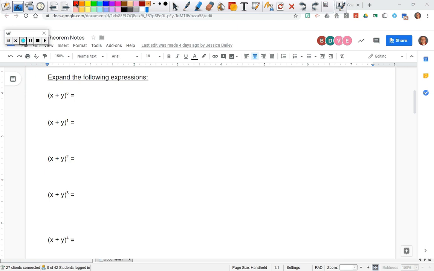So, what is x plus y to the 0? 1. Because anything to the power of 0, write that down if you forgot it. Anything to the power of 0 is 1, except for these two things. These are not 1. Those you'll learn in calculus if you take calculus. X plus y raised to the first power is just x plus y.